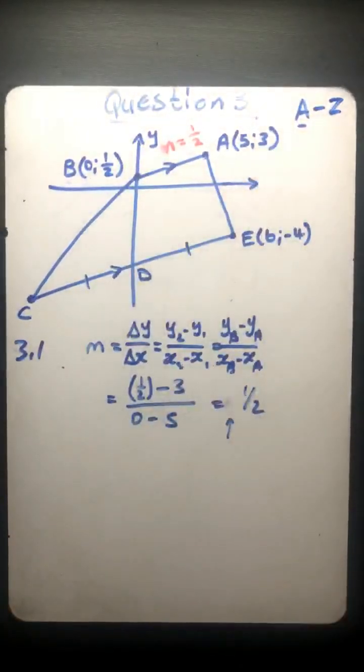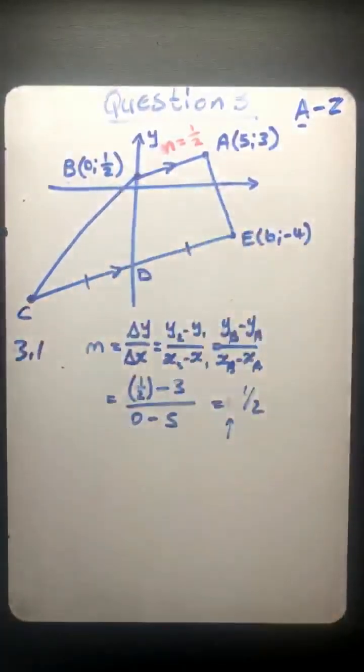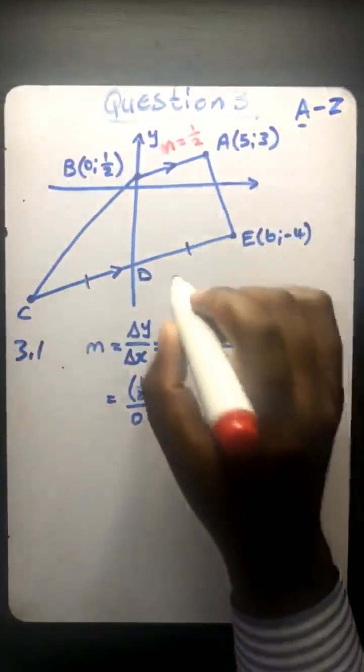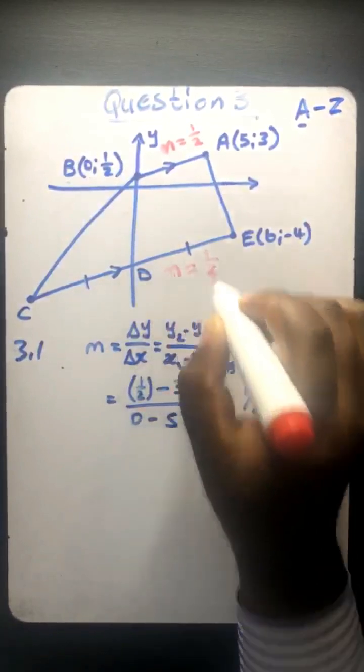I'm not sure if you guys remember, based on yesterday's lesson, we said if you have two lines which are parallel to each other, they have equal gradients. And from the statement, we were told that AB is parallel to CE. So let's also say the gradient of this line is also a half.